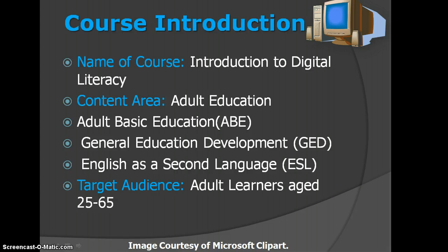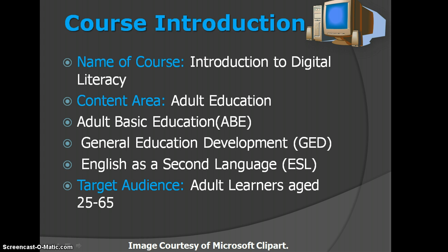Course Introduction. The name of this course is Introduction to Digital Literacy, and the content area is Adult Education. Within Adult Education, there are 3 different levels, such as Adult Basic Education, General Education Development, and English as a Second Language. Within a typical adult education course that is not specified ABE, GED, or ESL, you may have students in a computer class that consists of all 3 different content areas.